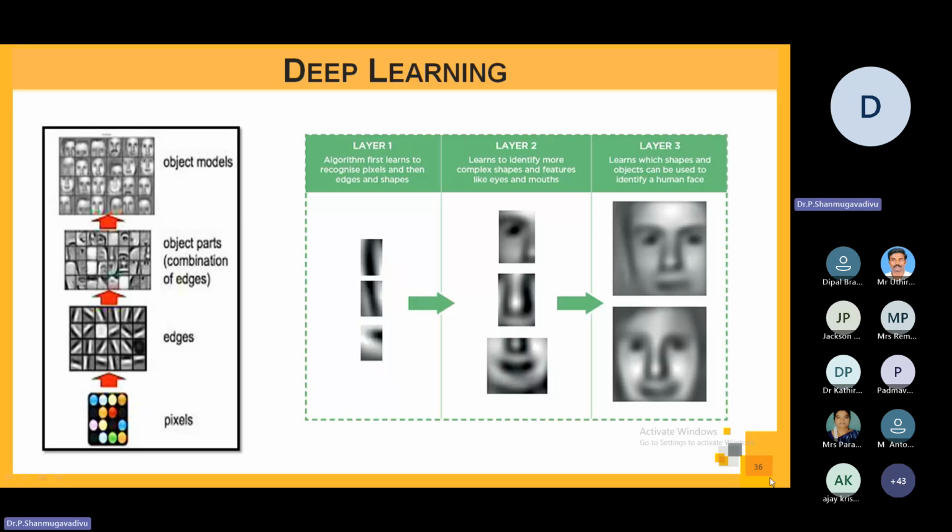So now let us see, we take the pixels, then we identify the edges, find the object, and then you just recognize the object model. The same thing is being given.